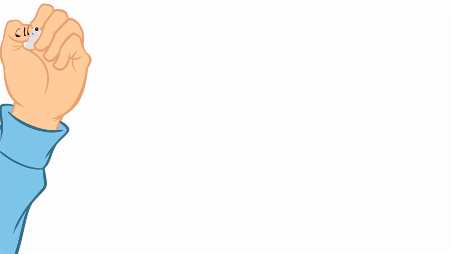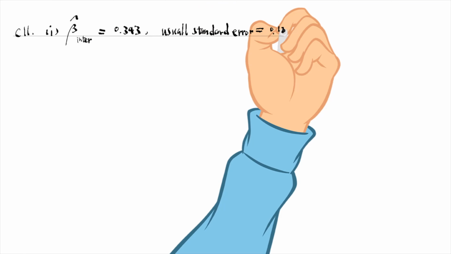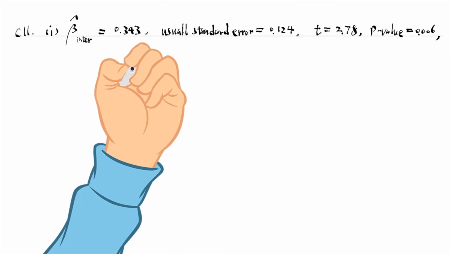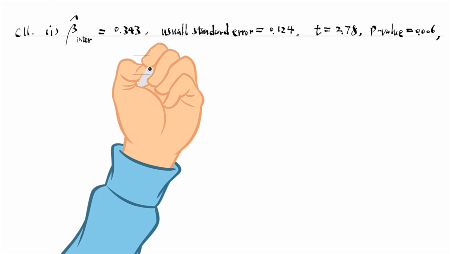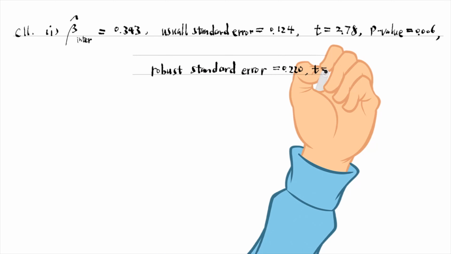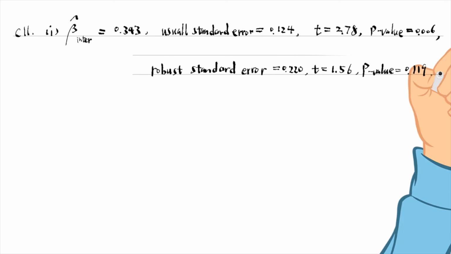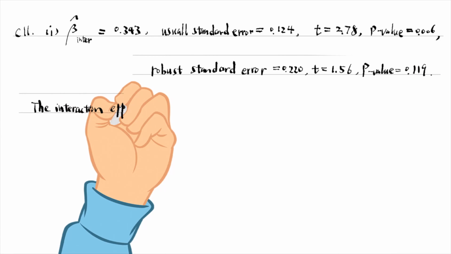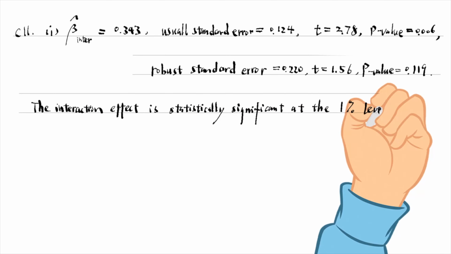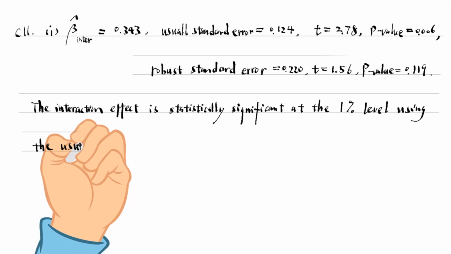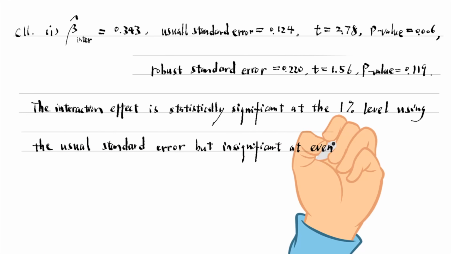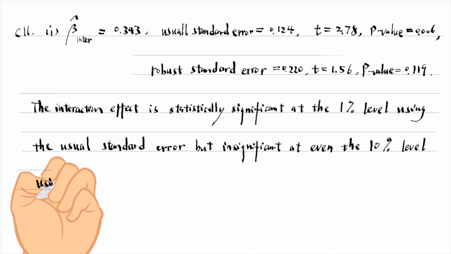The usual standard error for the interaction term is 0.124. The t-statistic is 2.78 and its p-value is 0.006. The heteroskedasticity robust standard error is 0.220, larger than the usual standard error. The t-statistic is 1.56 and its p-value is 0.119. The interaction effect is statistically significant at the 1% level using the usual standard error, but insignificant at even the 10% level using the robust standard error.